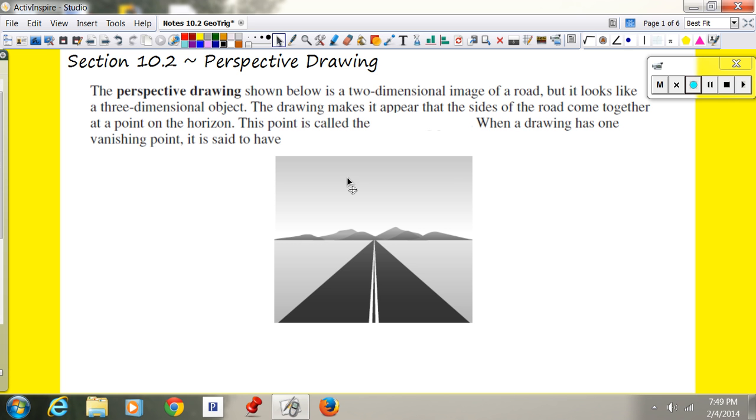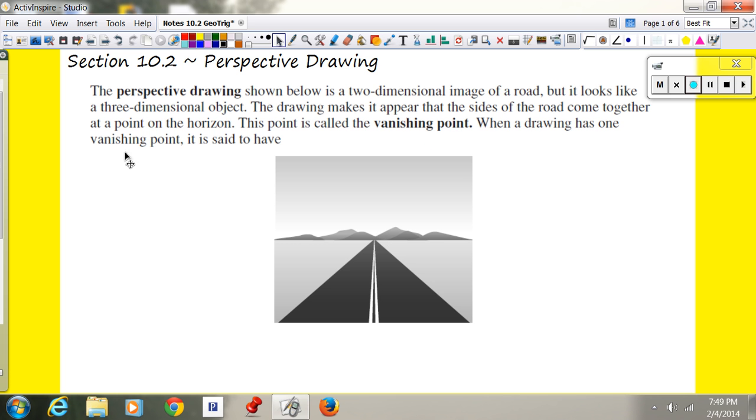The perspective drawing shown below is a two-dimensional image of a road. It's just 2 dimensions. We drew it on a piece of paper. There's just length and width. But it looks like a 3-dimensional object as it looks like it continues to the horizon. The drawing makes it appear that the sides of the road come together at a point on the horizon. This point is called the vanishing point, where the road actually vanishes.